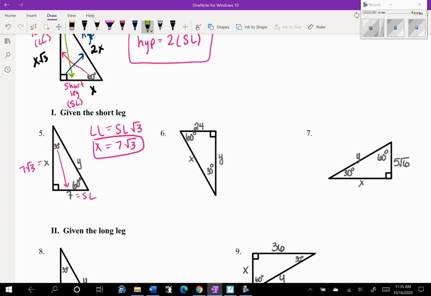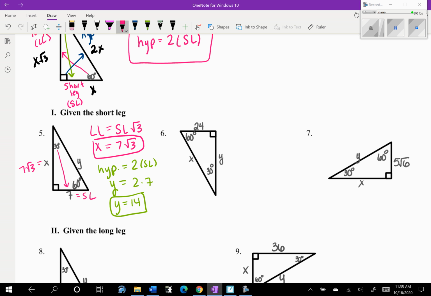And we can go ahead and solve for the hypotenuse. So the hypotenuse is equal to 2 times the short leg. In this case, the hypotenuse is the variable y. So y is equal to 2 times 7, which is 14. So y is equal to 14. And now we have both the long leg and the hypotenuse.